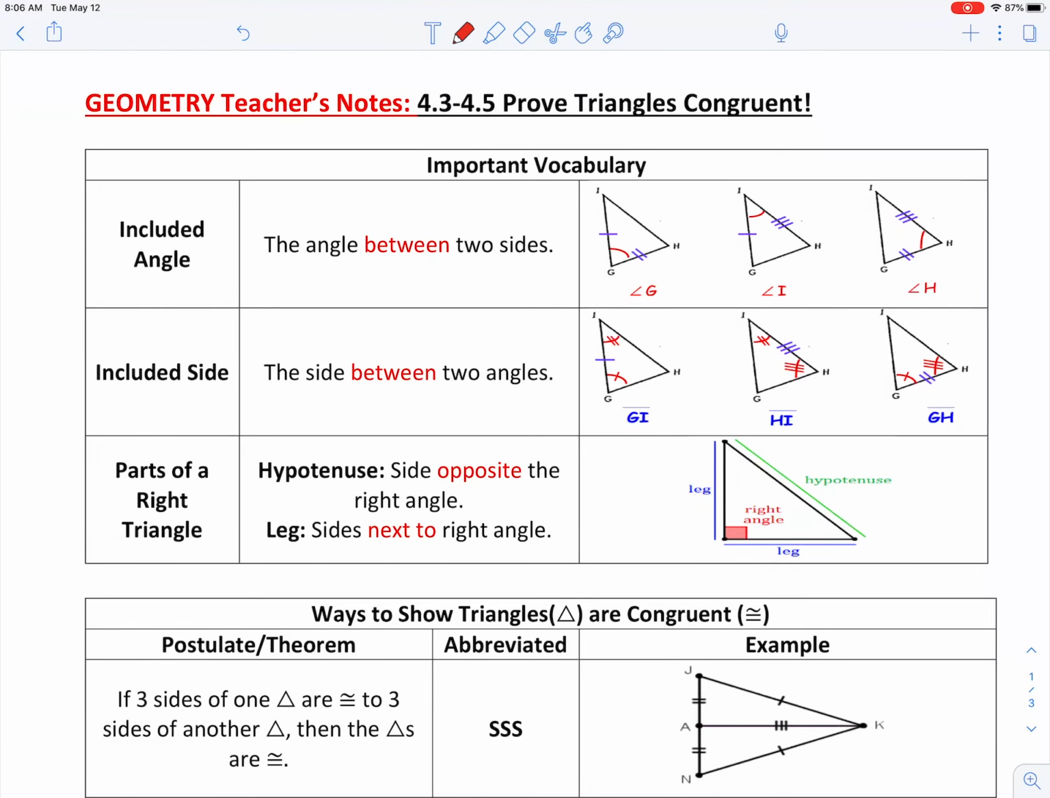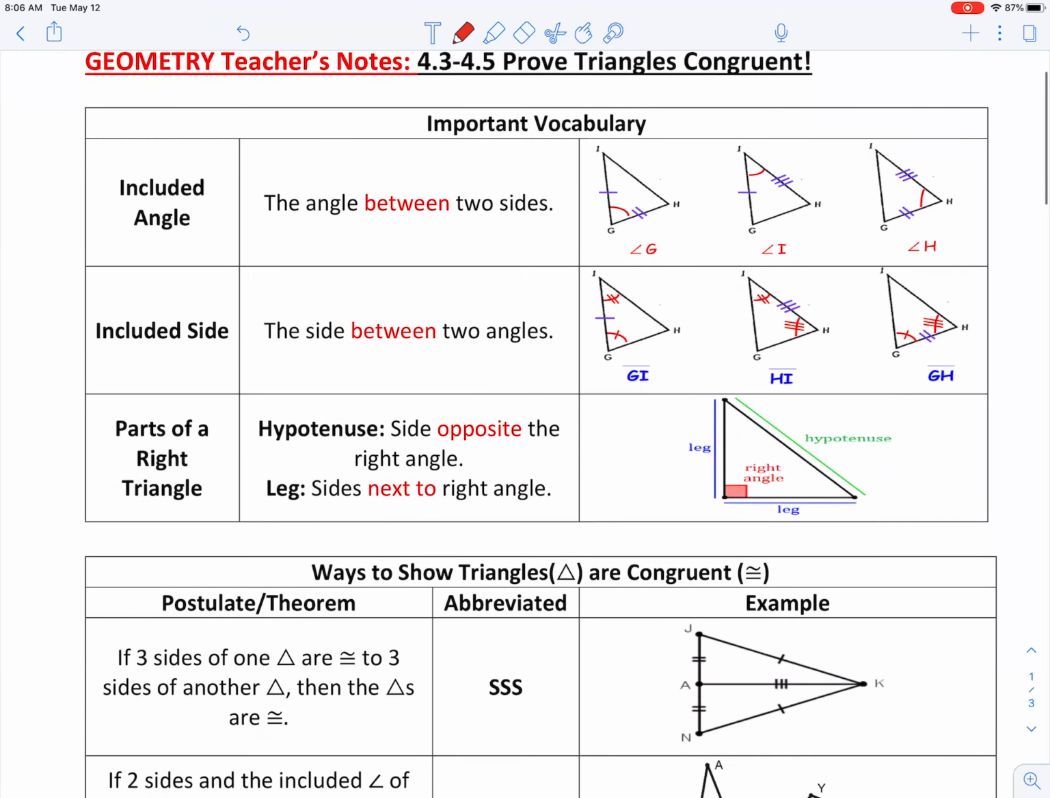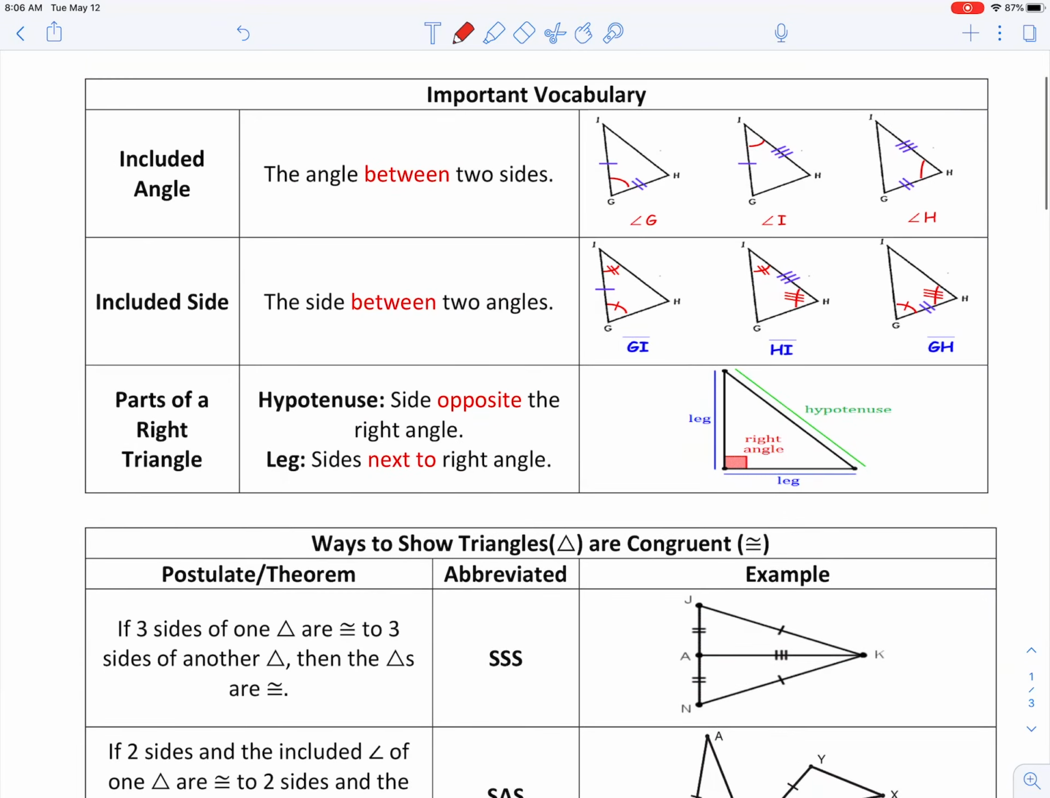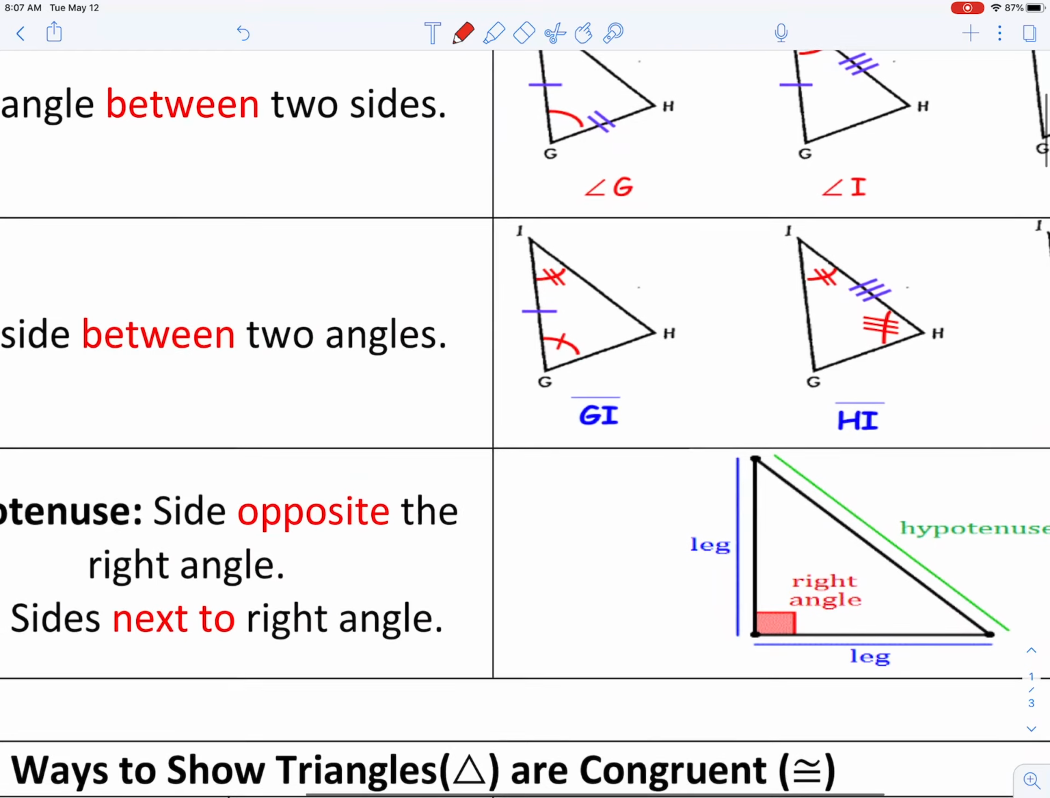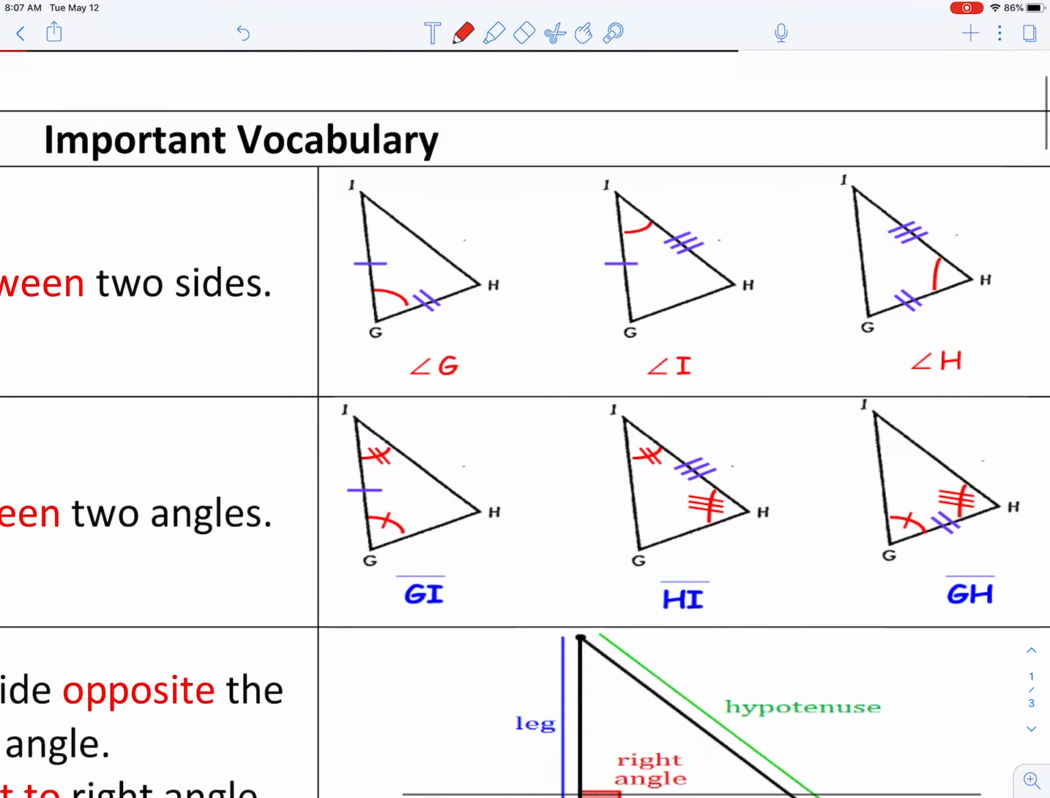Hello class, today we're going to do lesson 4.3 to 4.5, which is on proving triangles congruent. Before we can get started today, you do need to understand some important vocabulary that we're going to use within the lesson. The first vocab word is called included angle, and really this is an angle between two sides.